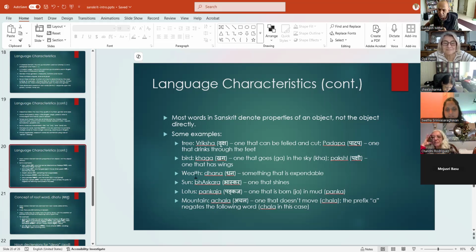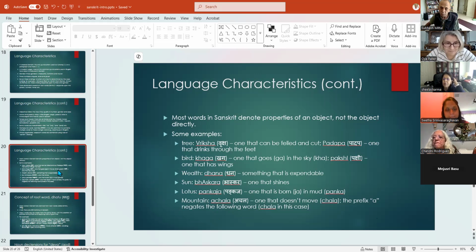I'm just giving a few examples. Wealth is called dhana, right? Dhana means something that is expendable, that you can spend. Anything that you can spend could be called a dhana, but now it is wealth. Lotus is called pankaja, one that is born in mud, pank. Mountain is achala. Chala means something that moves. When you add the prefix a, it means something that doesn't move. So anything that doesn't move could be called an achala, but now when you say achala, it will represent the mountain.